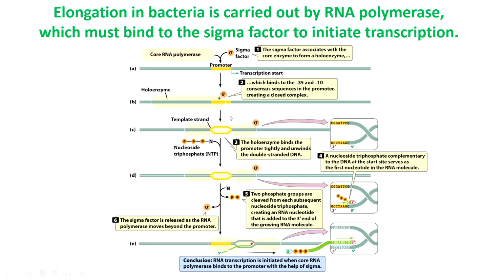Once that happens, the holoenzyme has a little bit of helicase activity and binds to that region and unwinds the double-stranded DNA, breaking hydrogen bonds that keep them together.